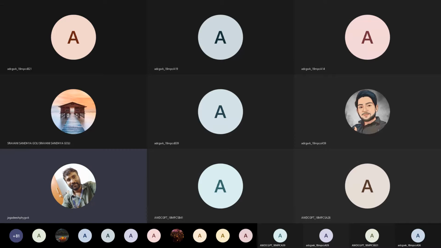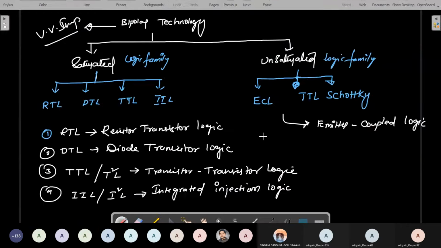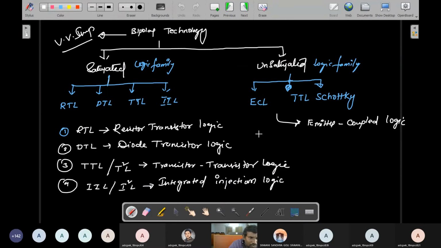Actually, in the previous class I completed RTL, DTL and TTL, because integrated injection logic is not in our syllabus. So we only have RTL, DTL and TTL. ECL is there, so I will tell you about ECL later.